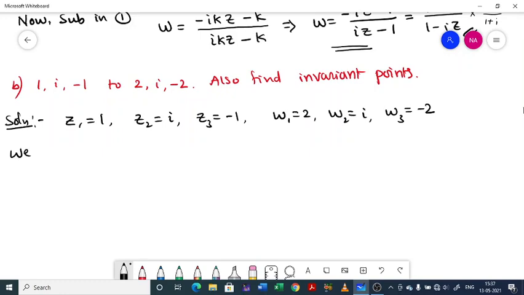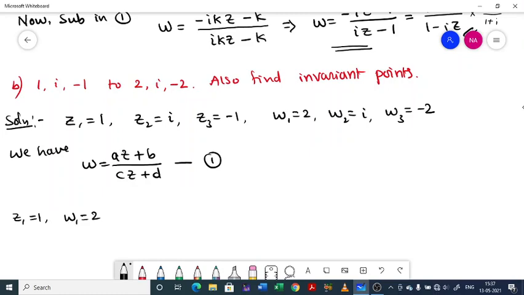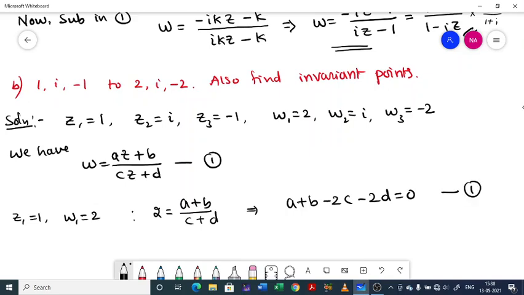And we have w equal to az plus b divided by cz plus d. Call that equation 1. Now we substitute the points. So z1 equal to 1 and w1 equal to 2. That implies 2 equal to a plus b divided by c plus d. So that implies a plus b minus 2c minus 2d equal to 0. Call that equation 1.